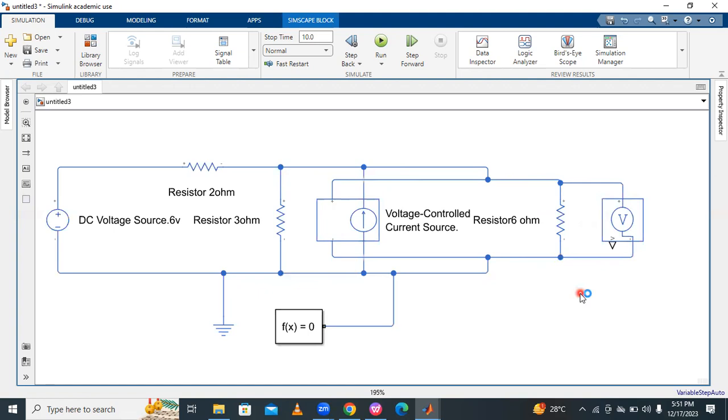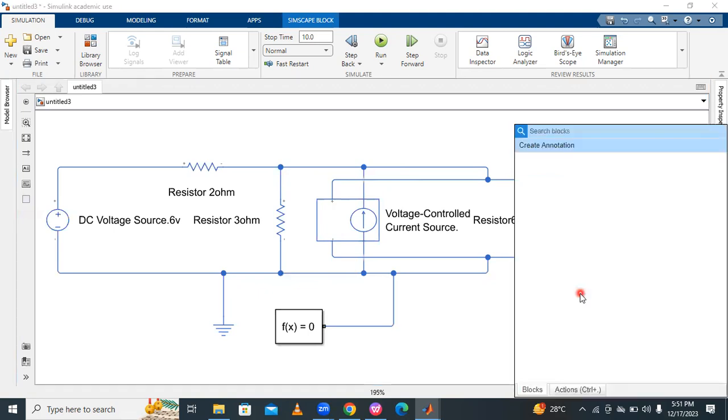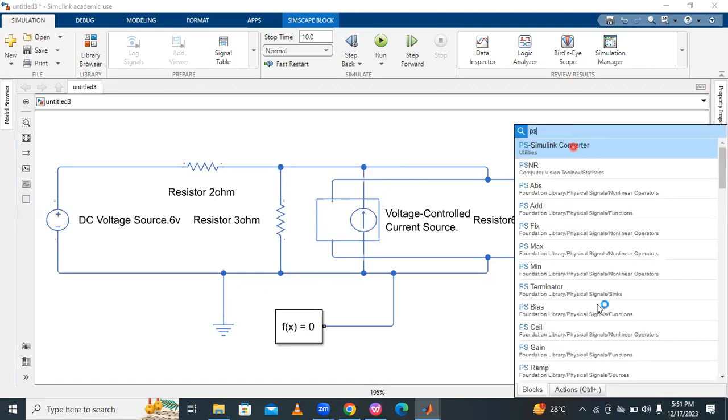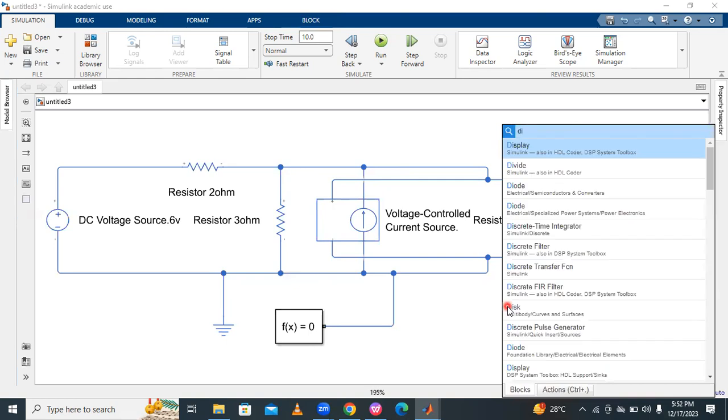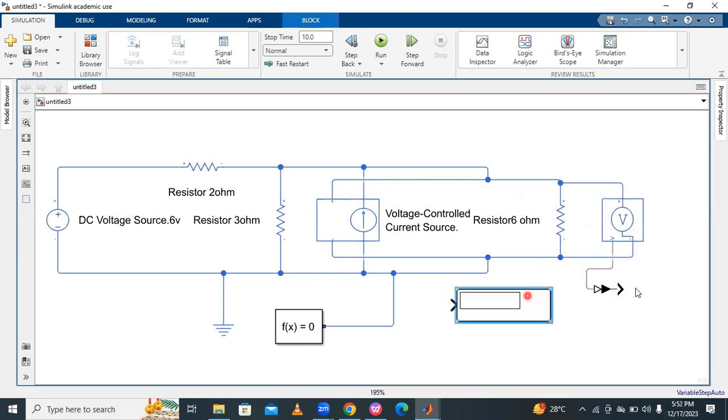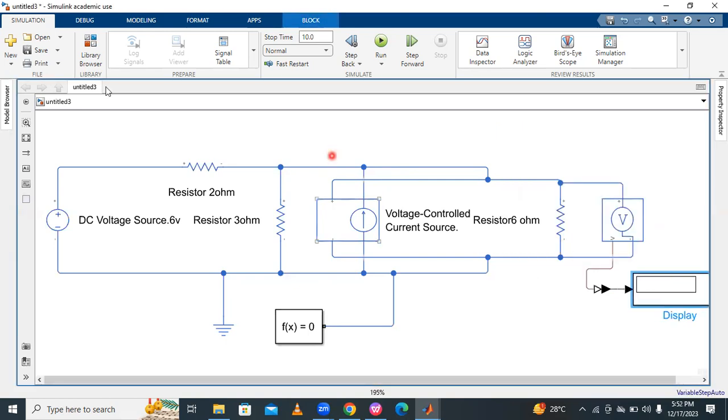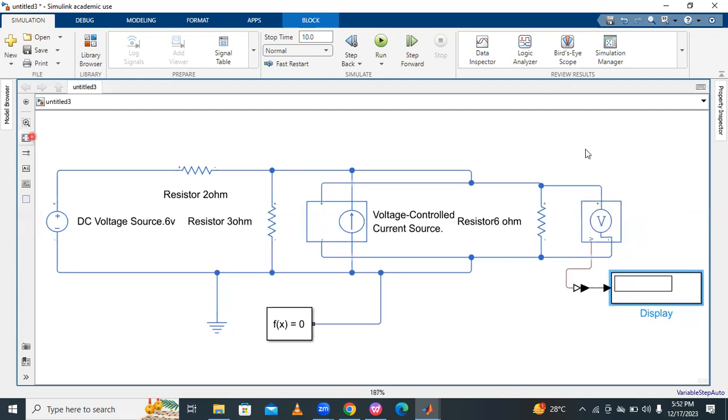And one more thing: one PS Simulink converter is required. Connect this way. And next one display is required to display that voltage. Okay, so this is the display. And then simulate.